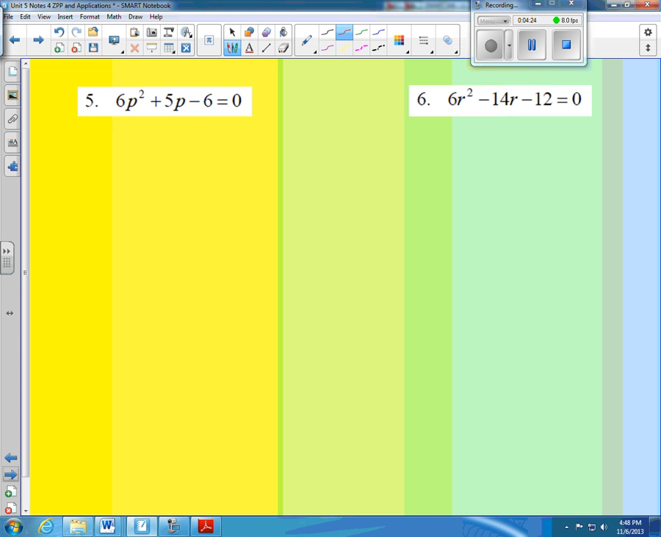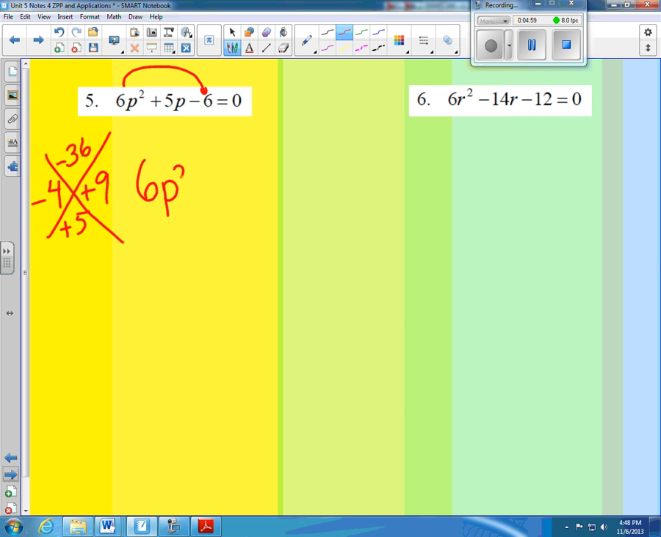5 and 6, our A term, or the term in front of our squared term, is not equal to 1. So here's where we're going to do that multiply by the end term. So we're thinking about what multiplies to negative 36 and adds to a positive 5. You're looking for a negative and a positive. So I'll let you go through your math facts and figure out what multiplies to a negative 36 and adds to a positive 5. Did you come up with negative 4 and positive 9? If you did, great job. All right, we're going to plug those in.